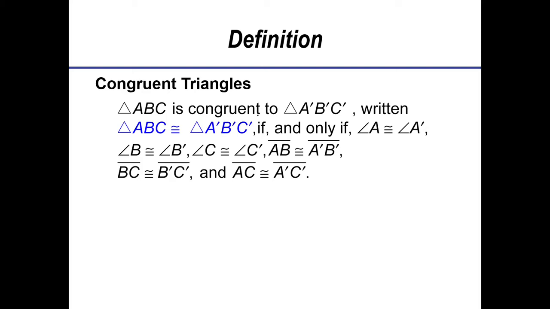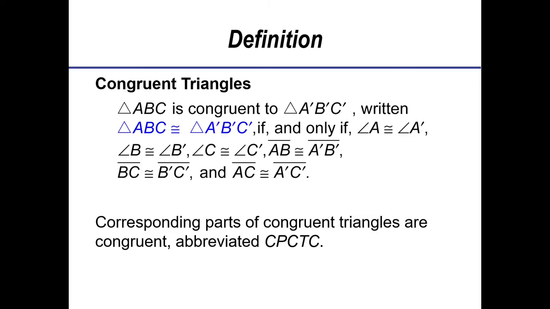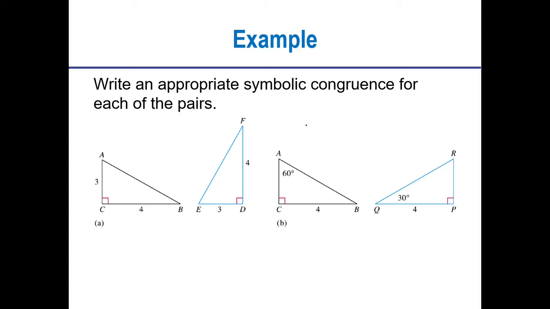Triangle ABC is congruent to triangle A prime, B prime, C prime, written as triangle ABC congruent to triangle A prime, B prime, C prime, if and only if angle A is congruent to angle A prime, angle B is congruent to angle B prime, angle C is congruent to angle C prime, and segment AB is congruent to segment A prime B prime, segment BC is congruent to segment B prime C prime, and segment AC is congruent to A prime C prime. Corresponding parts of congruent triangles are congruent. We abbreviate this with CPCTC.